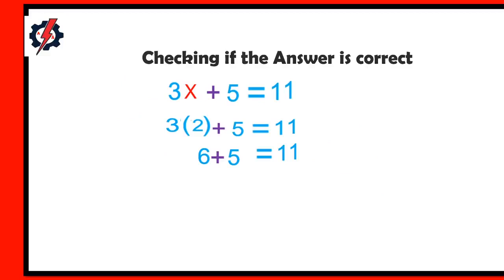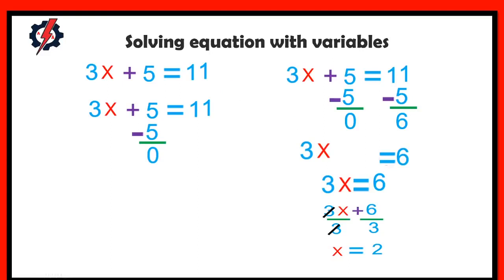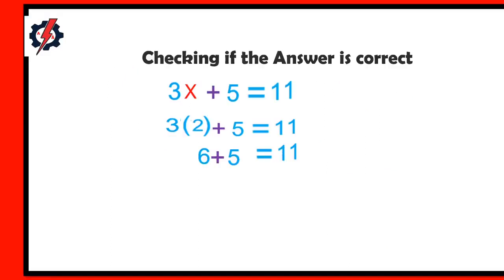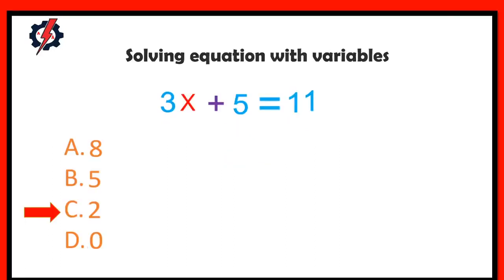After that, we are going to check if our answer is correct. 3x plus 5 equals 11. We are going to substitute the value of x. Since our x here is 2, we are going to insert it here. So 3 times 2 equals 6. 6 plus 5 equals 11. So it is equal. The answer is letter C.